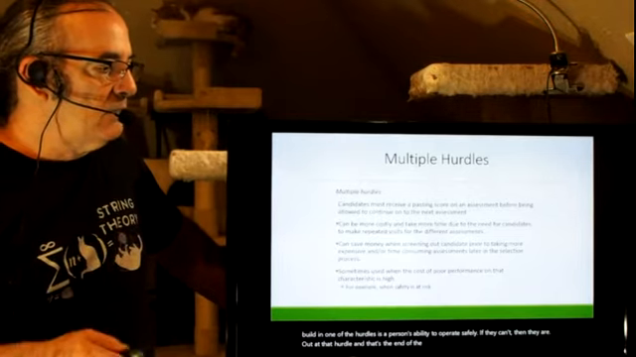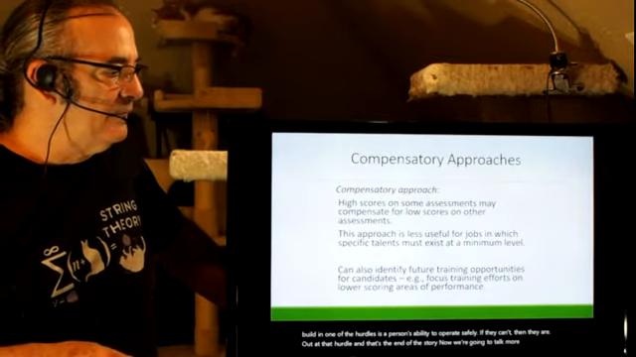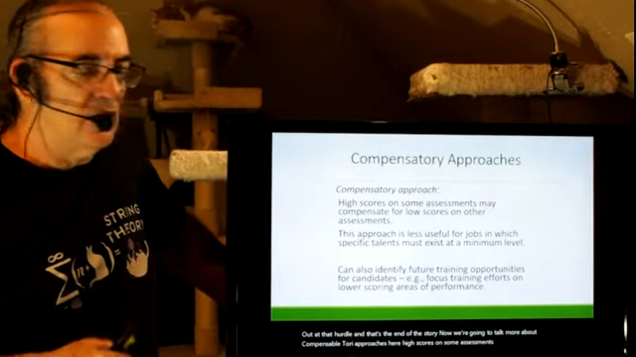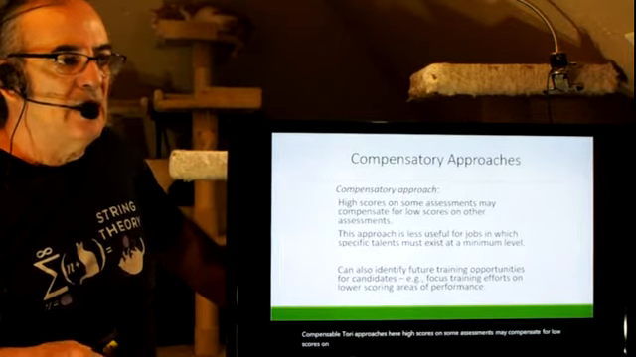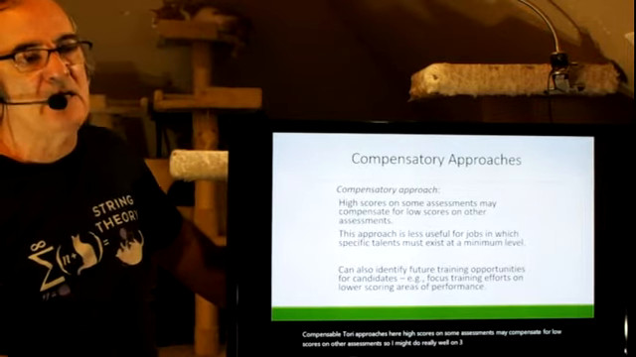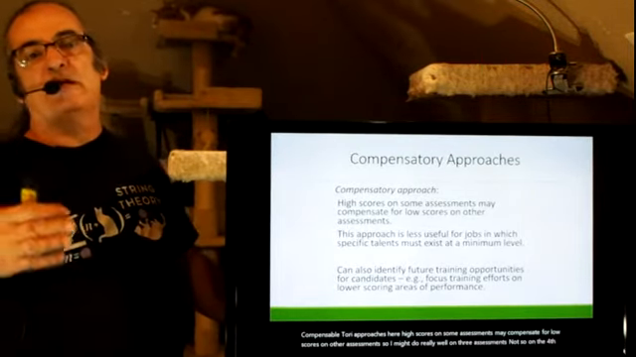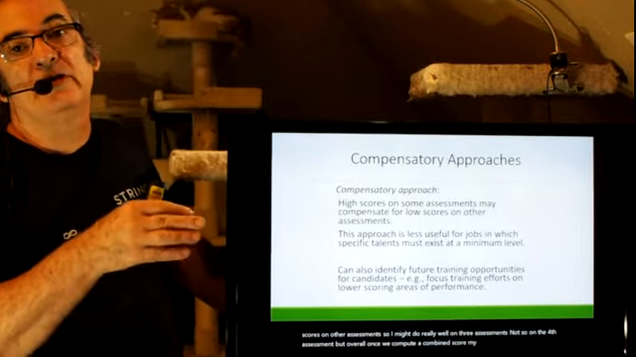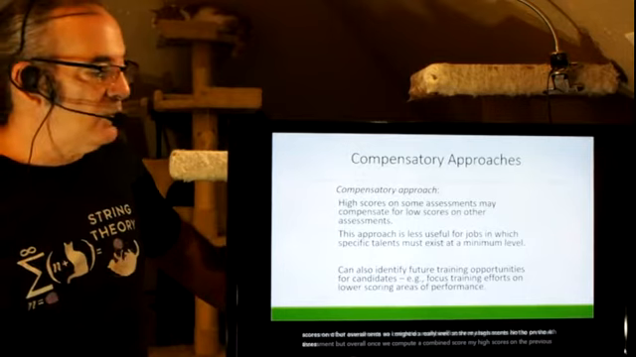Now we're going to talk more about compensatory approaches here. High scores on some assessments may compensate for low scores on other assessments. So I might do really well on 3 assessments, not so well on the 4th assessment, but overall, once we compute a combined score, my high scores on the previous 3 can compensate for my lower score on the 4th.